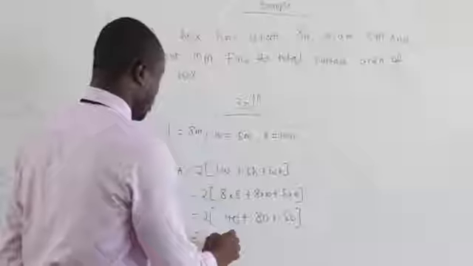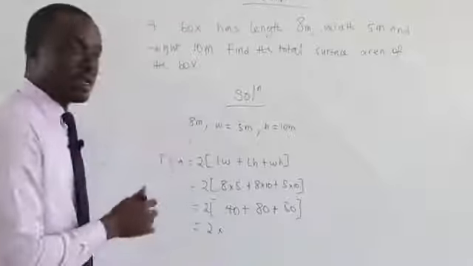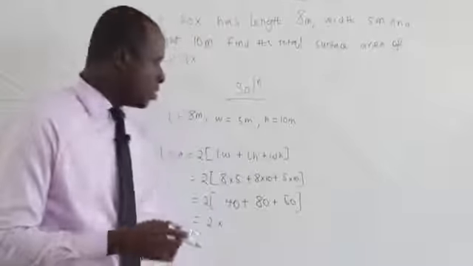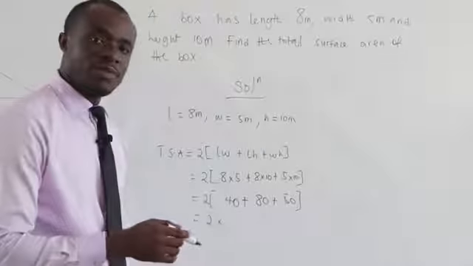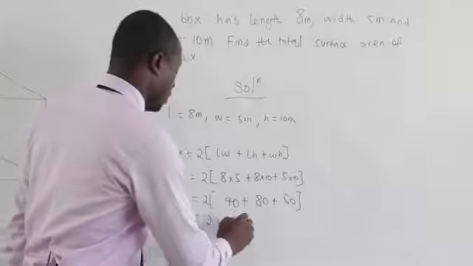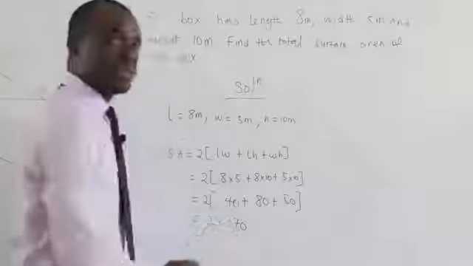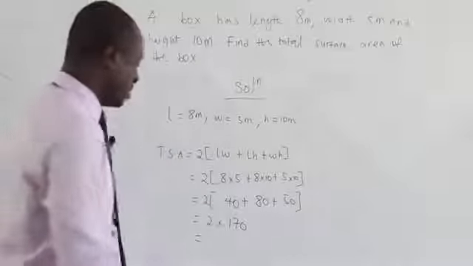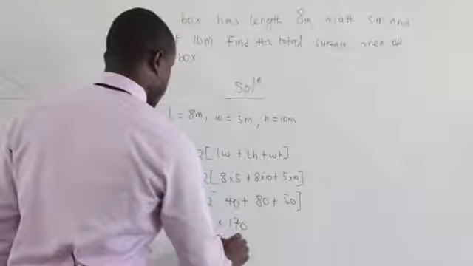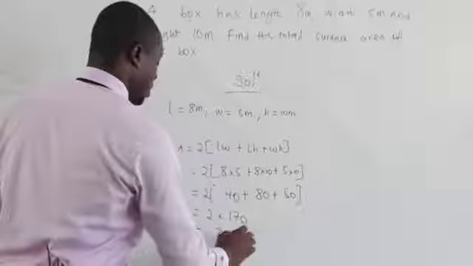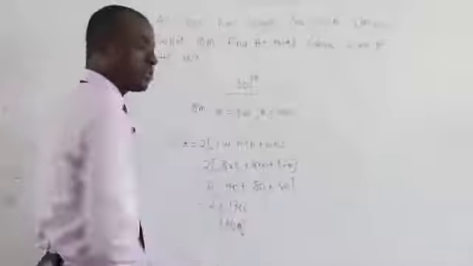2 outside. Now, what is 40 plus 80? That is 120. 120 plus 50, that is 170. Now, what is 2 times 170? Now, this is 340. And because it is area, we say meters square.